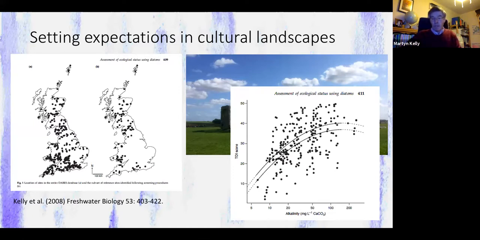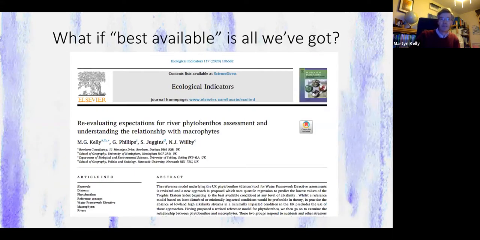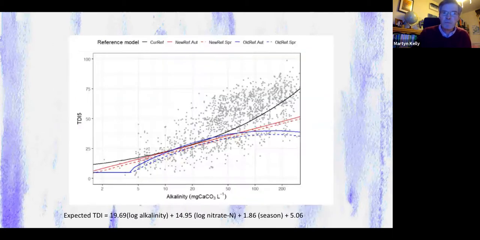And given that I've just been quite rude about the benefits of best available, I have to confess that we came back to the idea of best available because, quite frankly, that was all we've got. So this paper, published in Ecological Indicators, part of the same special issue as the review paper, explains how we've repurposed the best available approach with 20 years experience behind us.